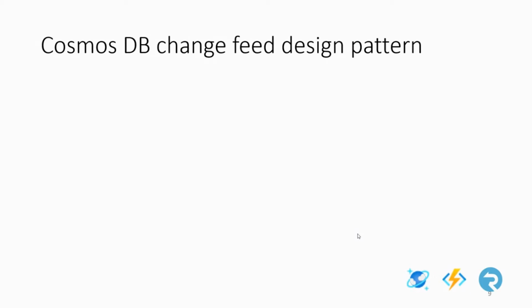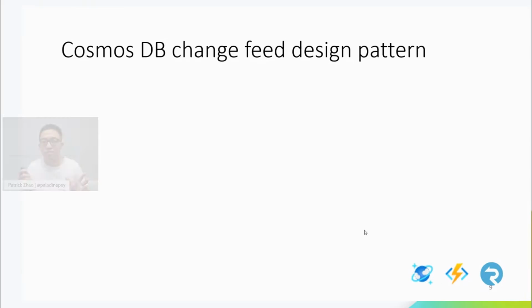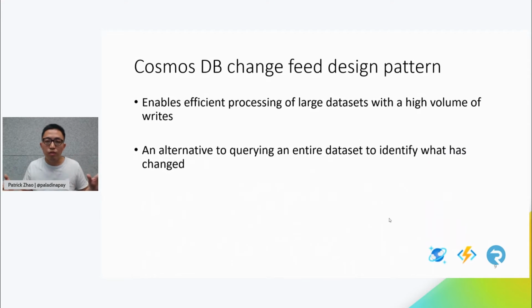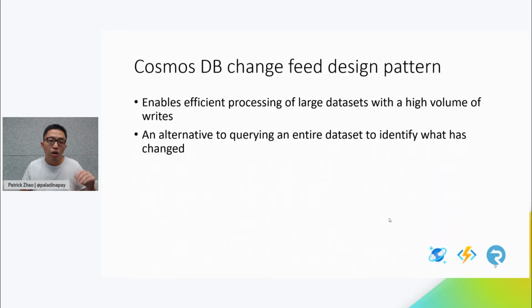So here is the change feed design pattern in summary. It enables us to efficiently process a large amount of data, especially with a high volume of writes. That's the nature of Cosmos, so we don't need to do anything in particular. And it is also a great alternative to querying an entire data set to know the change.